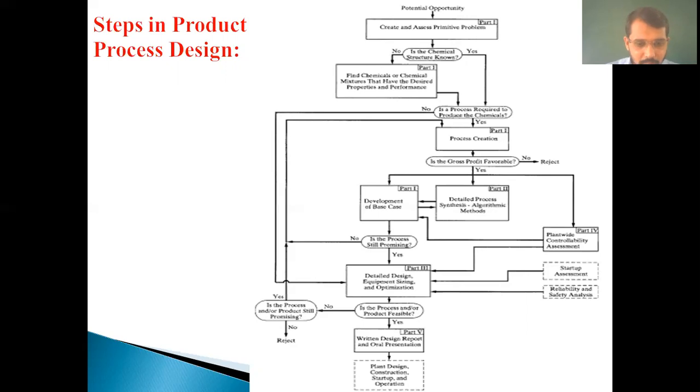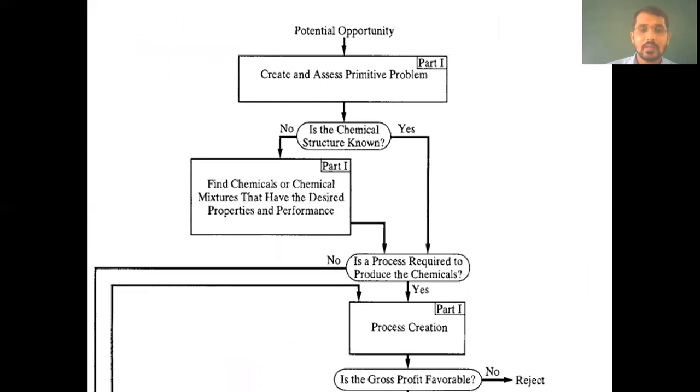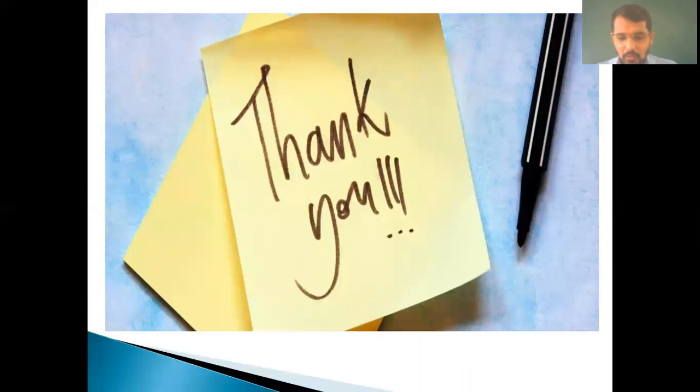After that, check whether the product is feasible. Does the product have any further requirements, or any consequences related to the environment? You have to check whether it is feasible. If it is not feasible, you have to create another process. After that, finally go for the plant design, which means going for actual operations in the field. So this is all about process plant design.